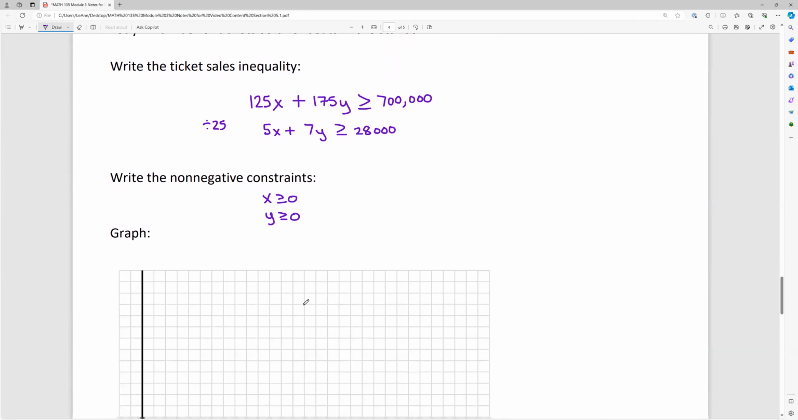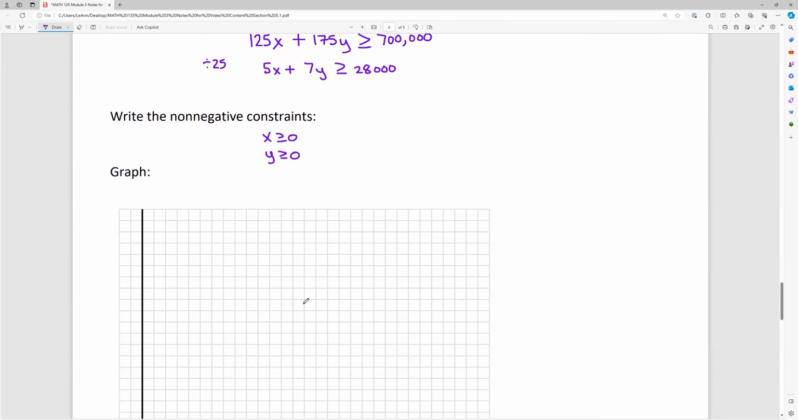Okay, so we need to graph the boundary line for that first one: 5x plus 7y equal to 28,000. And because that number is so big, you could go ahead and find the x and y intercepts, or you can do the y equals mx plus b. It's always personal choice when you get to that point. I think they're both divisible by the 5 and the 7. The 28,000, I think, 5 and 7 both go evenly into it.